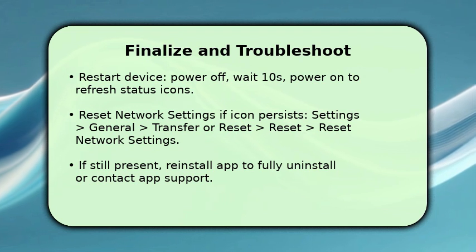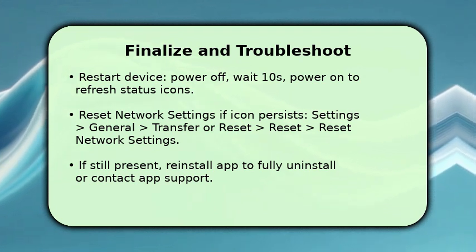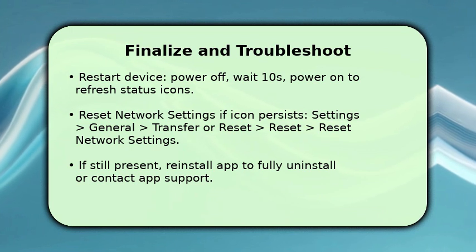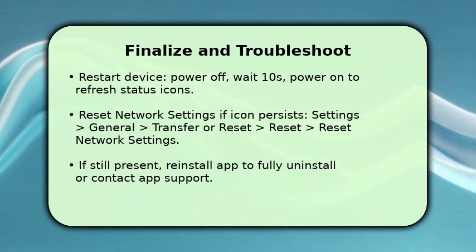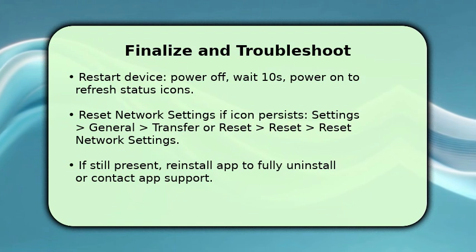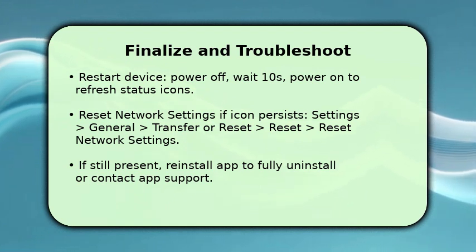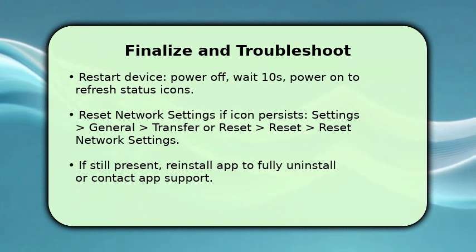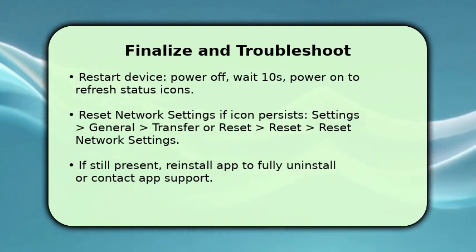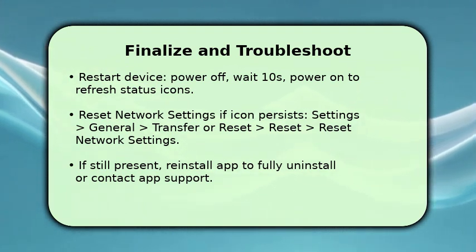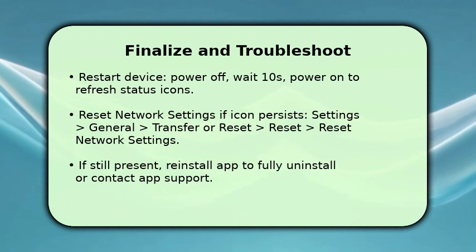If the icon persists, reset network settings via Settings General Transfer or Reset Network Settings. Make sure you know Wi-Fi passwords because this clears saved networks. If that still fails, reinstall the VPN app and then remove it cleanly, or contact the VPN app support. They can advise on vendor-specific profiles that sometimes survive normal removal.